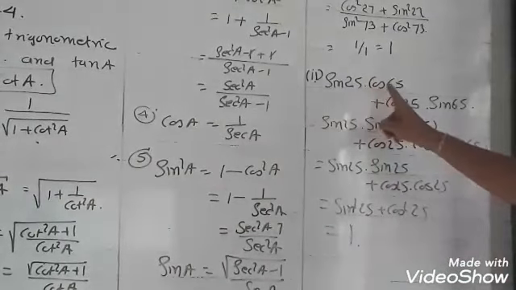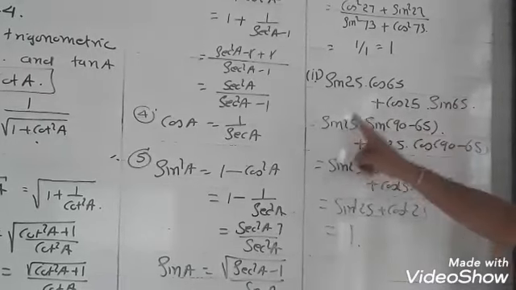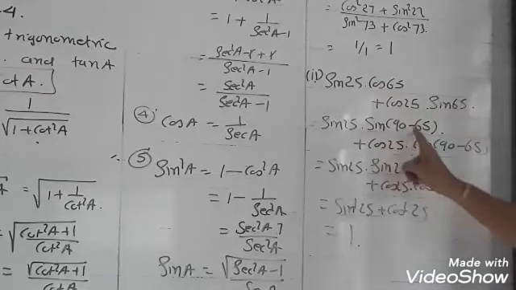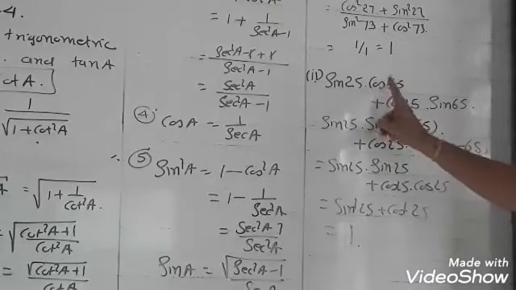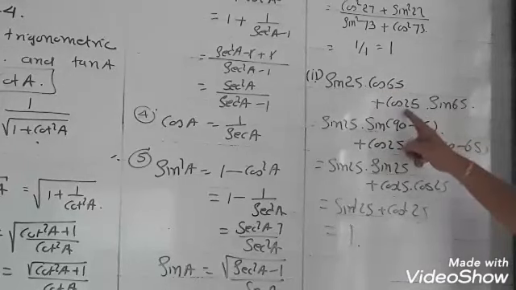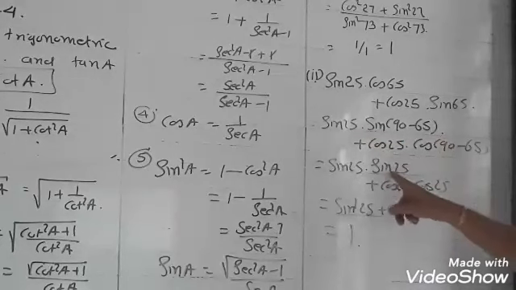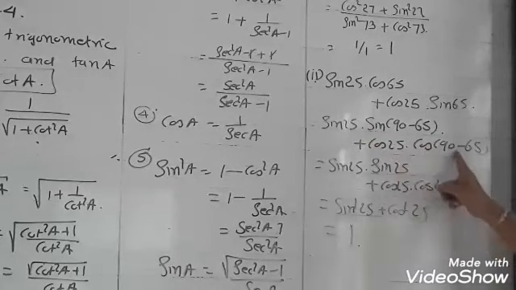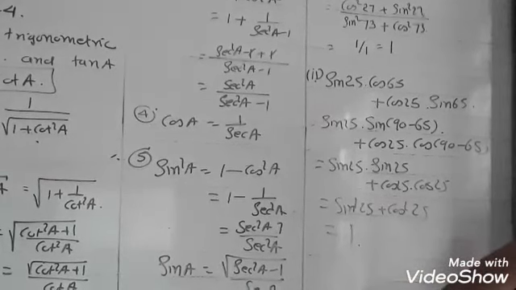Repeat. Sin 25 cos 65 plus cos 25 sin 65. I will convert this one. I know that sin square theta plus cos square theta is equal to 1, so I will convert the first into sin square and the second into cos square. Sin 65 is equal to cos 25, and cos 65 is equal to sin 25. So sin square 25 plus cos square 25 is equal to 1. Got it?